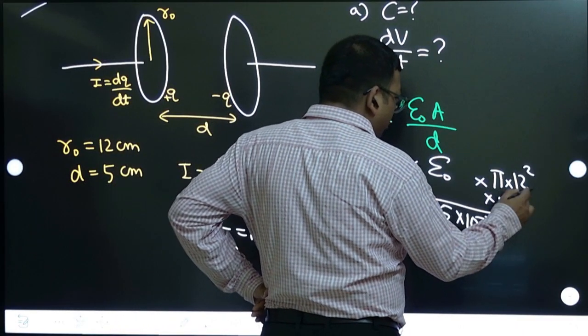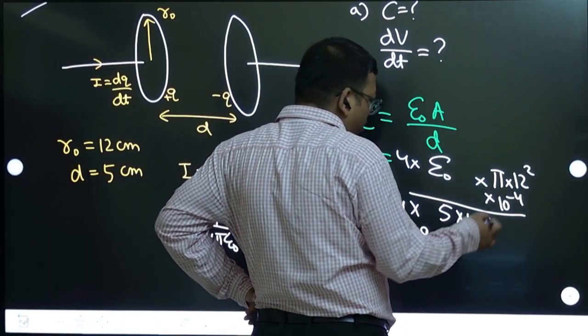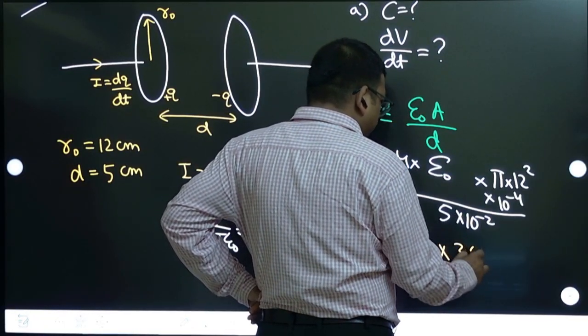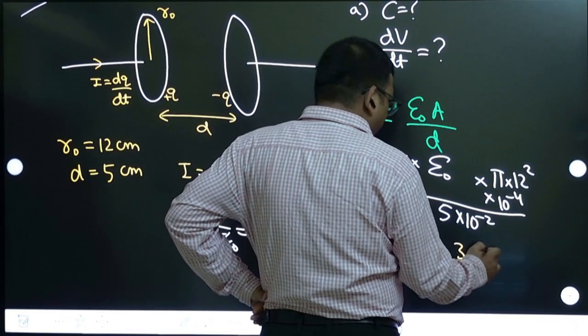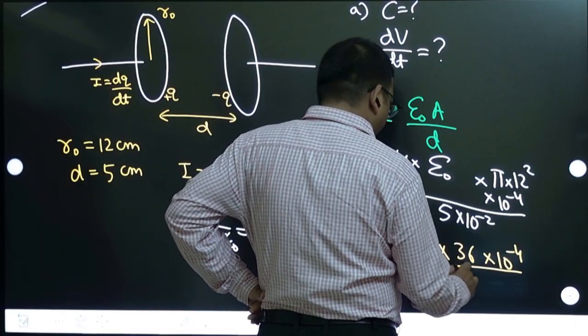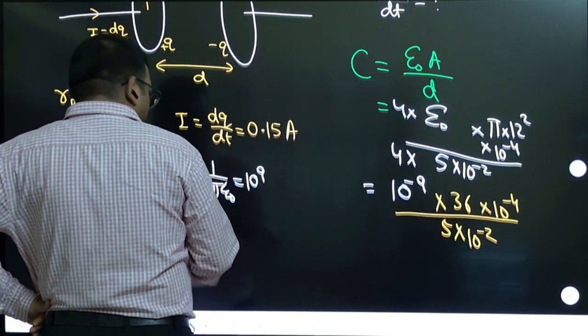Then the remaining 12 square, 4 can be taken as 2 square. So 12 by 2, 6 square, I will write as 36. And this 10 to the power minus 4 extra is there, and here it is 5 into 10 to the power minus 2. This looks like an easy calculation. Calculate this.